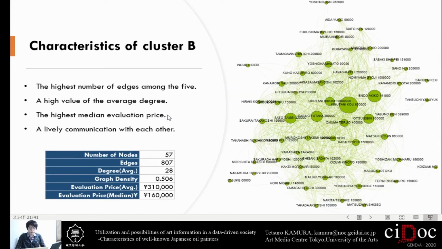Cluster B. Cluster B has 59 nodes and 807 edges. It has the highest number of edges among the 5. It has a high average degree and the highest median evaluation price. It shows that this cluster is actively communicating with each other.